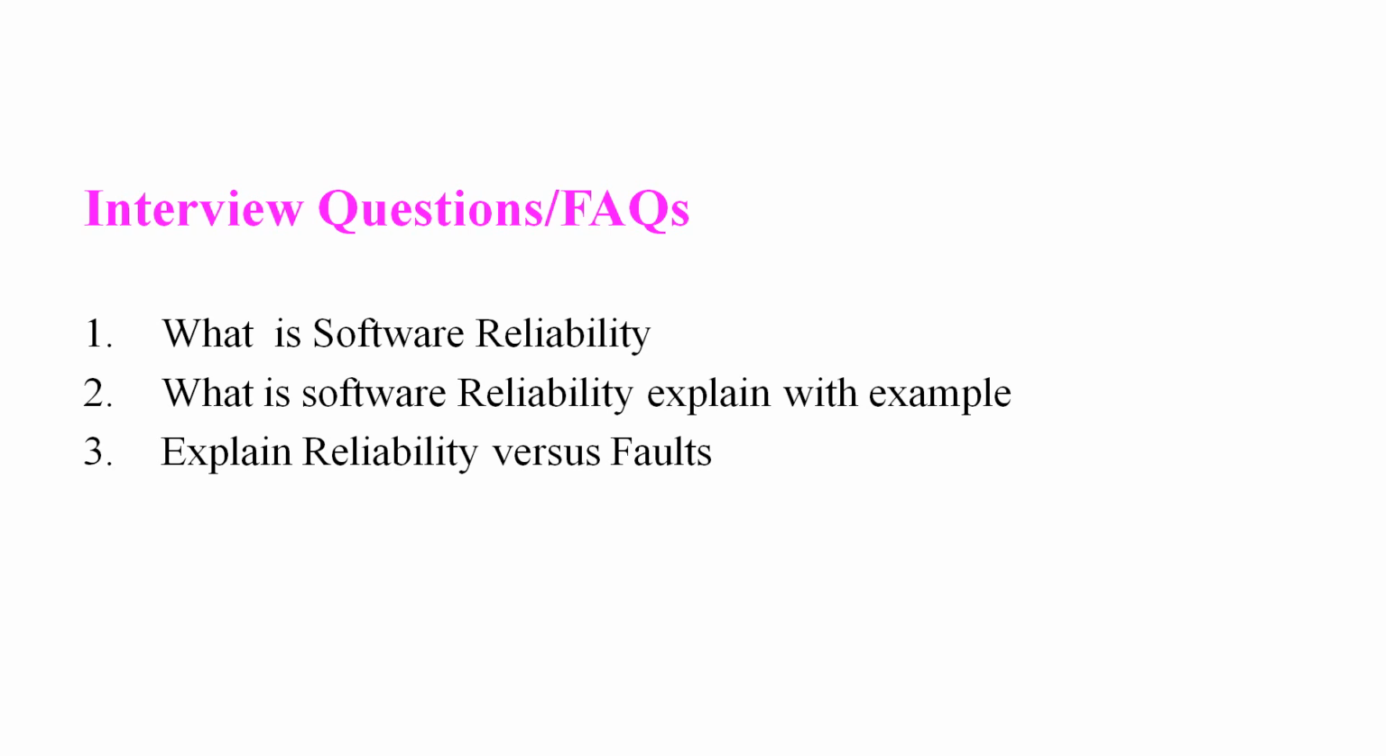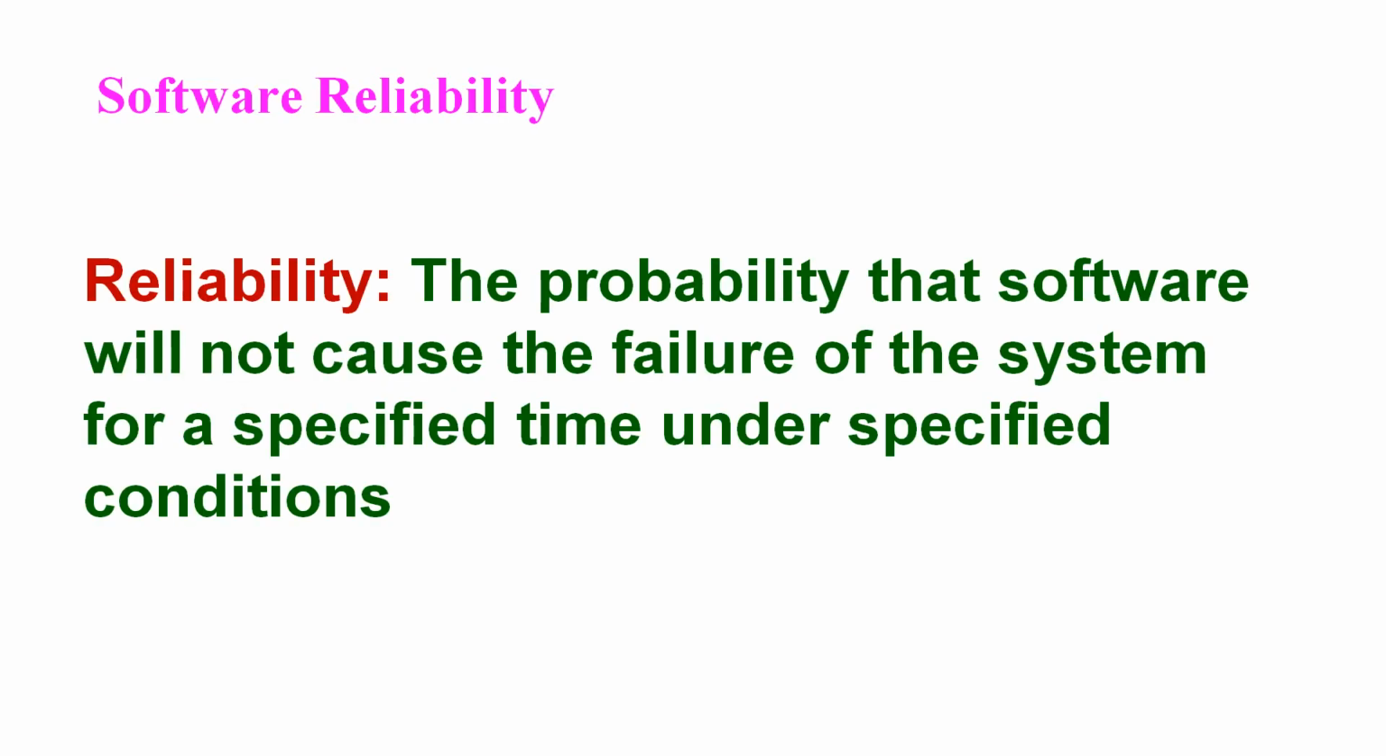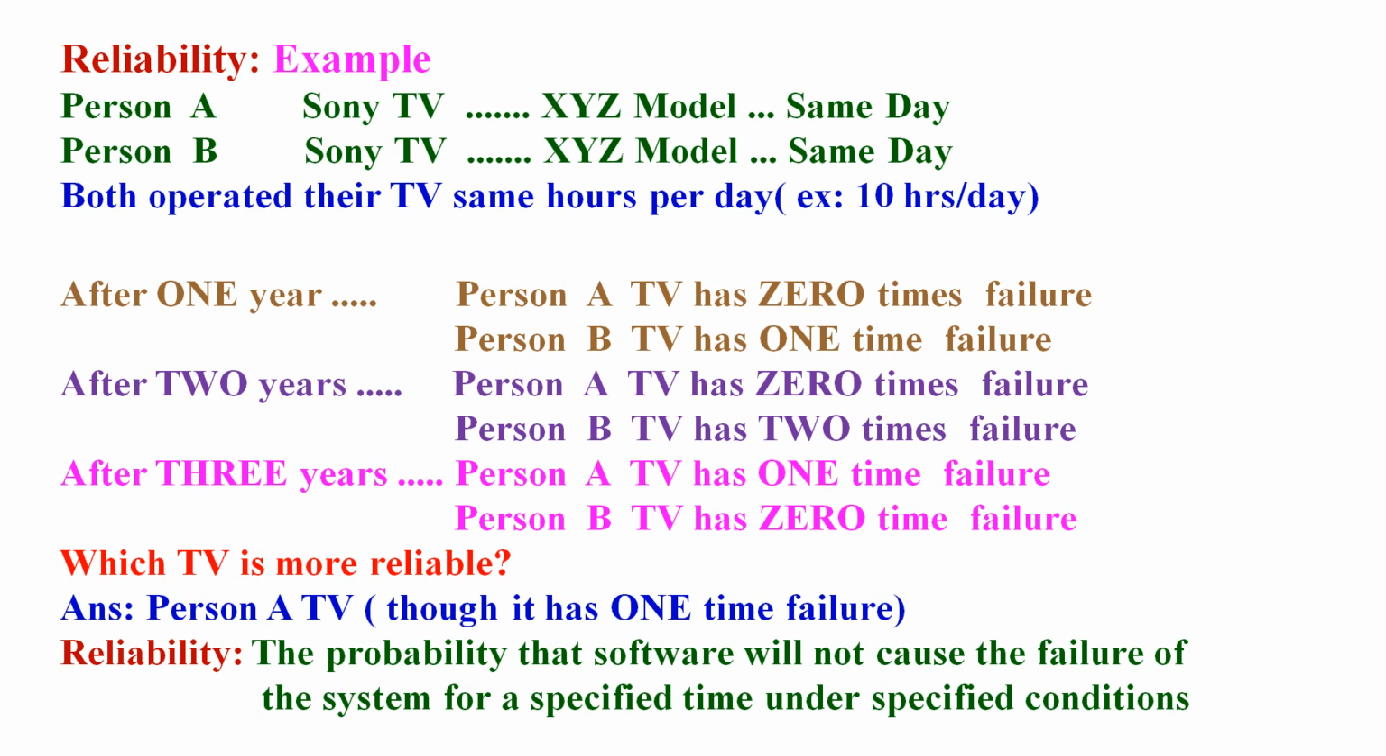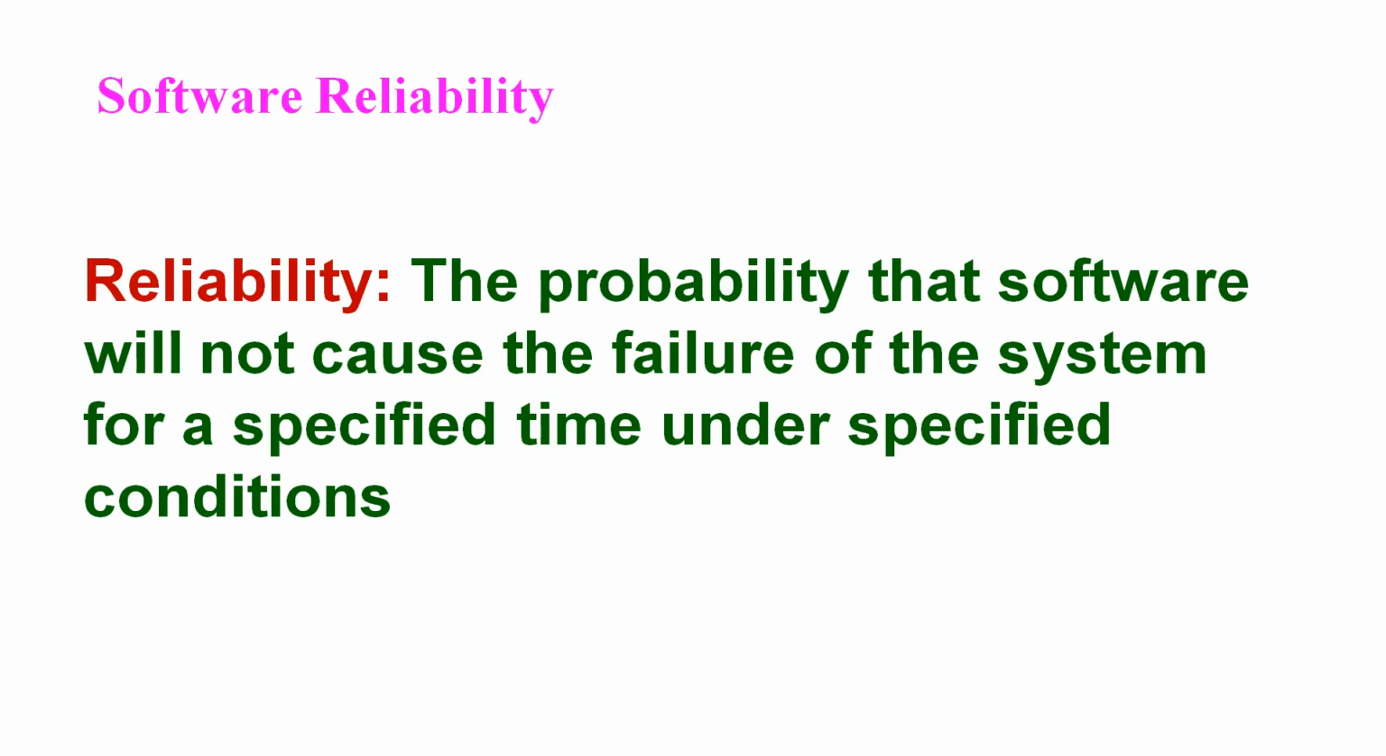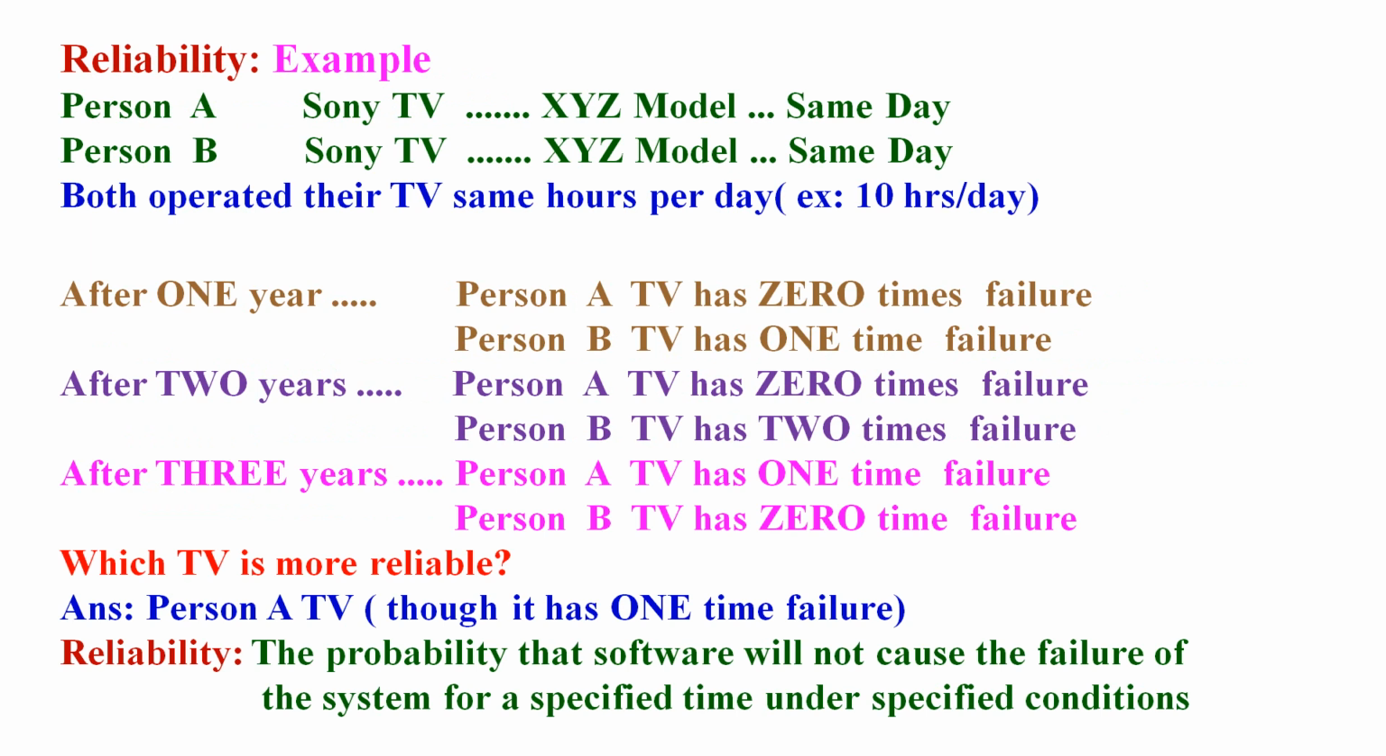Now here, what is the relationship between reliability versus fault? Now see here. Even though this is the explanation for reliability versus fault, even though person A TV has 1 time failure, that TV is more reliable. This is the condition. So that is the number of times, that is a probability. Here the probability of person A TV failing is very less and the probability of person B TV is more. Just for our better understanding, I have taken this example. Person A TV is more reliable even though it has 1 time failure.